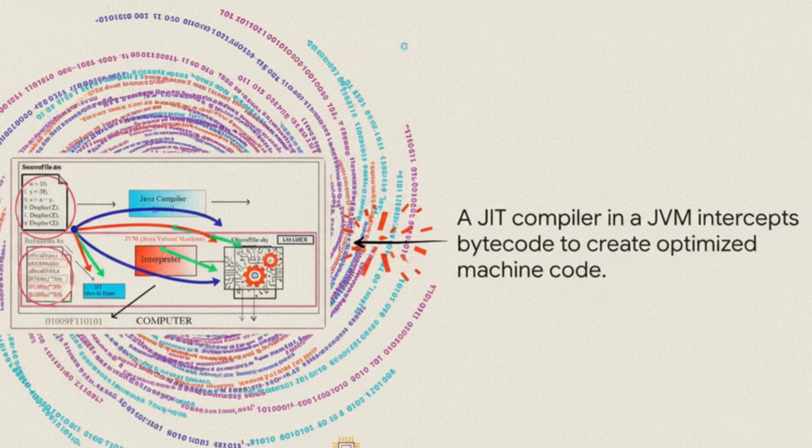Well, in systems like the Java virtual machine, your code first gets turned into this intermediate language called bytecode. The program starts out just interpreting this bytecode, but behind the scenes, the JIT compiler is watching, just waiting to jump in and create super optimized machine code for the parts of your program that are doing the most work.